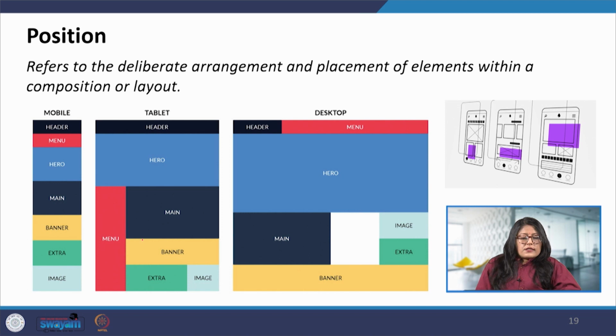So, position is the arrangement and placement of the elements within the layout or the composition. You can see here three different examples, a mobile, tablet and desktop, and all of them provide a very different sort of space. They all come with their own challenges and their own advantages. In a desktop we have more space, so we have much more free hand in putting a lot of information there, because the real estate is much larger as compared to the mobile.